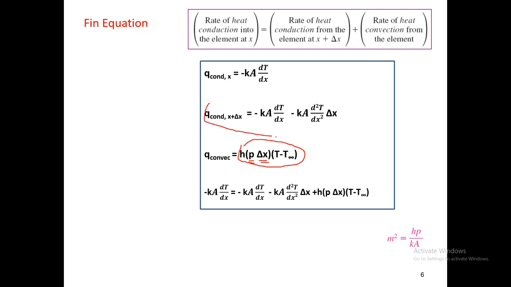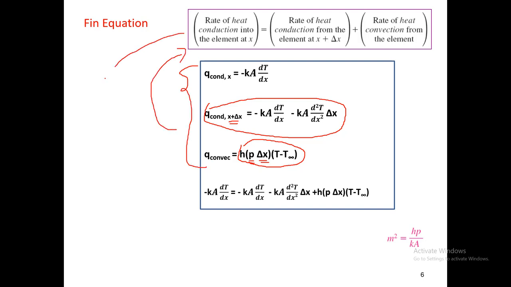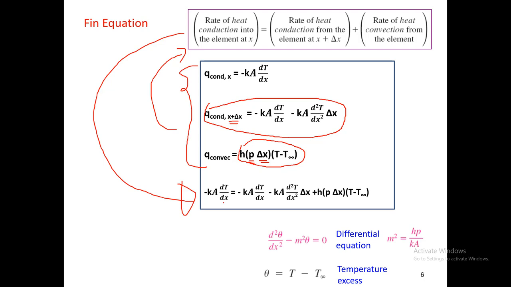And remember, this we have already discussed, this is from Taylor's expansion. This is Q conducted out of the small volume element at x plus delta x, and this we can obtain from Taylor's expansion. Putting all these in this energy balance, we get this equation. After some simplification, and changing T minus T infinity, we name it as theta. Remember, theta is the temperature difference, which is T minus T infinity. And if I write theta naught, theta naught will be T naught minus T infinity.